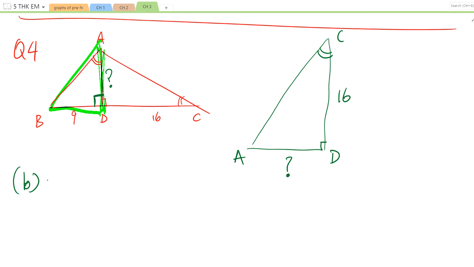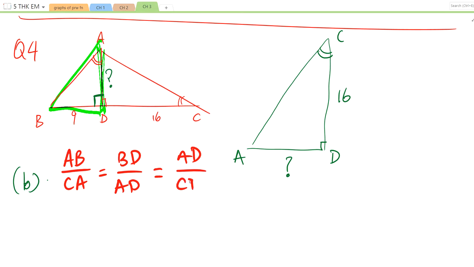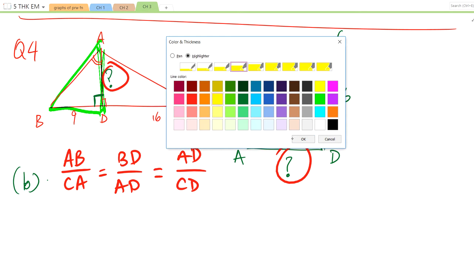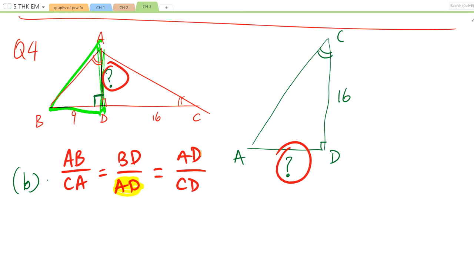So if you want to write it out, we are going to have AB over CA equals to BD over AD, which is equals to AD over CD. Now which one is useful to us? I want to find AD, yeah? So this one and this one. I definitely want my AD. Okay, let me highlight it. I definitely want AD and AD.